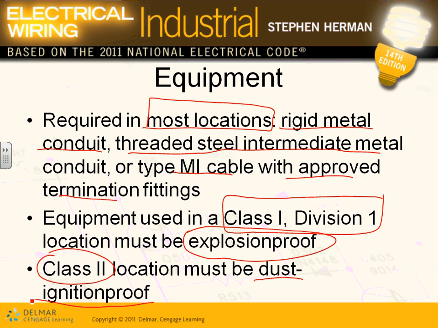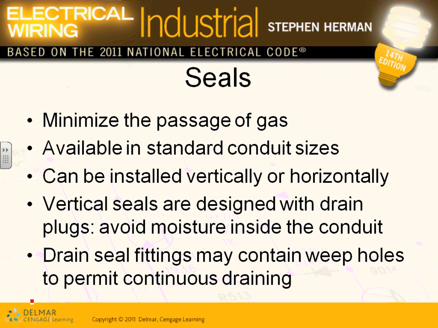Class 1 Div 2 location, it depends. In a Class 1 Div 2 location, sometimes you don't have explosion-proof equipment. So be very careful. Explosion-proof is in a Class 1 Div 1 location, mostly. And in a Class 2 Div 1, dust ignition-proof at all times.